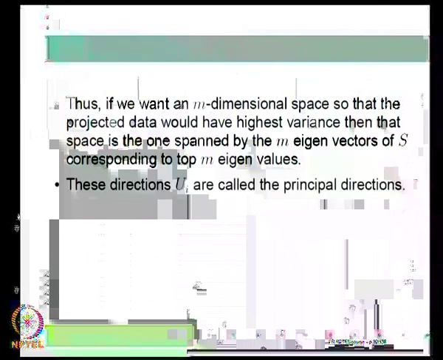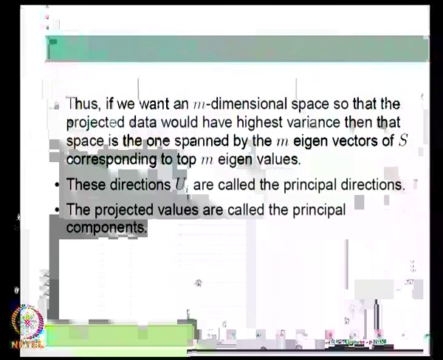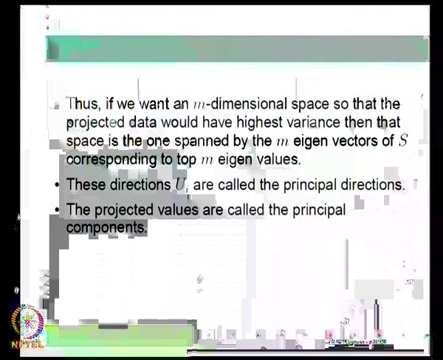These directions u_i are called the principal directions, and the projected values u_i transpose x and so on are called the principal components. That is why this entire way of finding them is called principal component analysis. So, to sum up, PCA is essentially a projection of the data vectors onto a space spanned by the eigenvectors of the covariance matrix.